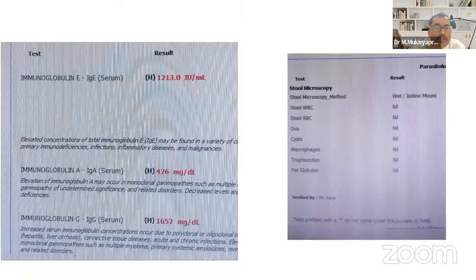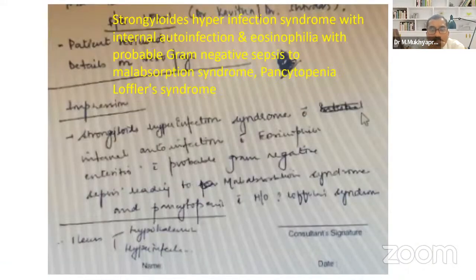So we did immunoglobulin levels. All immunoglobulins were, instead of low, high. Stool examination was normal. So we took an infectious disease consultation. They told us that it is a Strongyloides hyperinfection syndrome with internal autoinfection and eosinophilia. That was mild eosinophilia with probable gram-negative sepsis, which we had already isolated. Malabsorption syndrome, pancytopenia due to hyperinfection due to Strongyloides.